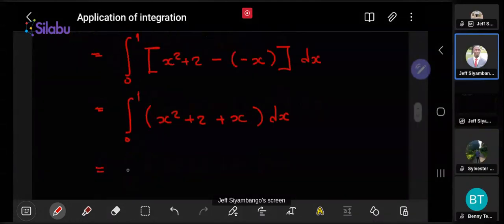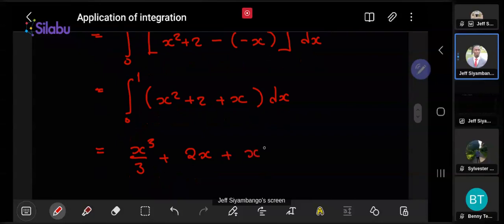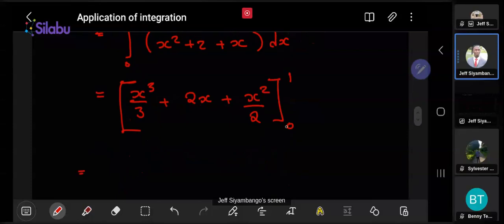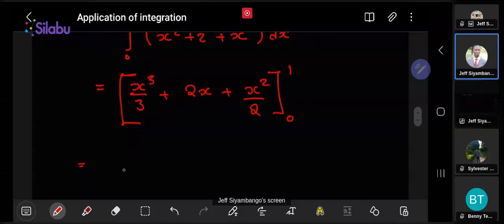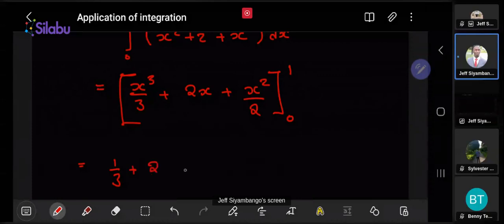So we see how this goes. x squared will be x to the power 3 over 3, plus 2x, and then plus x to the power 2 over 2. Then the limits from 0 to 1. Then we conclude. When x is 0, all these terms become 0. So it's when x is 1 that we'll have something. When x is 1, we're going to have 1 over 3 plus 2 plus 1 over 2. So we simplify this.